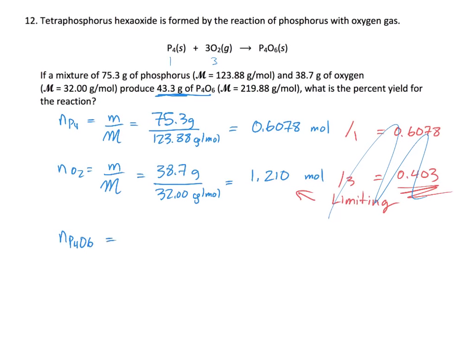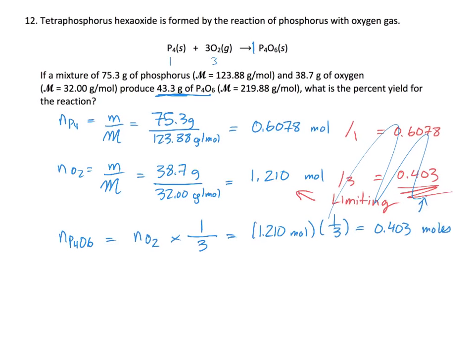will be equal to the moles of oxygen times the ratio of the coefficients. So there's a 1 in front of P4O6, and divide that by the 3 that's in front of the O2. That equals 1.210 mole times 1 over 3 equals 0.403. Turns out we did need that number again, but it was just a coincidence that it turned out to be the same. So that's our theoretical yield in terms of moles.